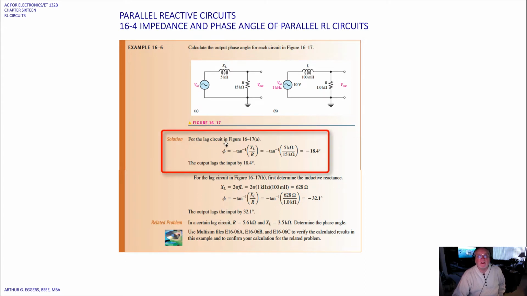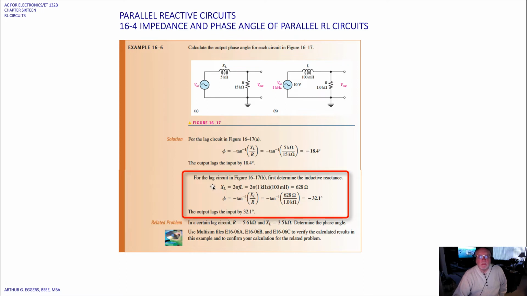So for the lag circuit, since we have X sub L and R available, it's just a simple matter of taking the inverse tangent of 5K over 15K. The K's cancel out, and when we take the inverse tangent of that amount, we get minus 18 and a half, or 18.4 degrees. I know sometimes I give you the numbers wrong when I'm reading them. Sometimes my mouth doesn't know what my brain is saying, so I'll try to get it right. 18.4 degrees, so don't fret. The output lags the input then by that 18.4 degrees.